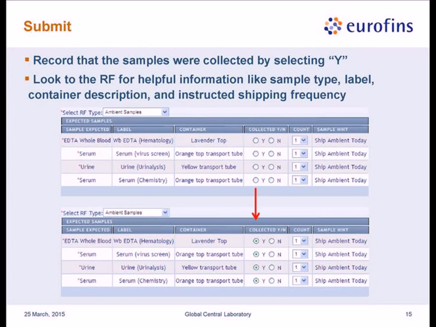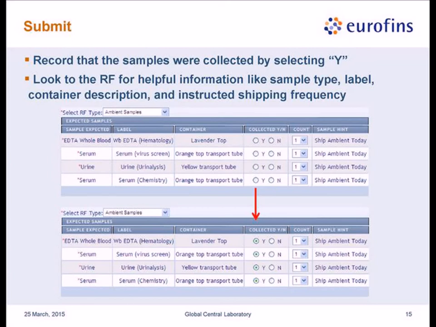This would be defaulted. And then we have the sample hint, and that tells you exactly what needs to be done with the sample, whether the sample needs to be sent ambient, whether the sample needs to be sent frozen, whether it needs to be sent today, or whether it would need to be stored at the site before it's sent out. So it's a very useful hint that you would have in the last column.